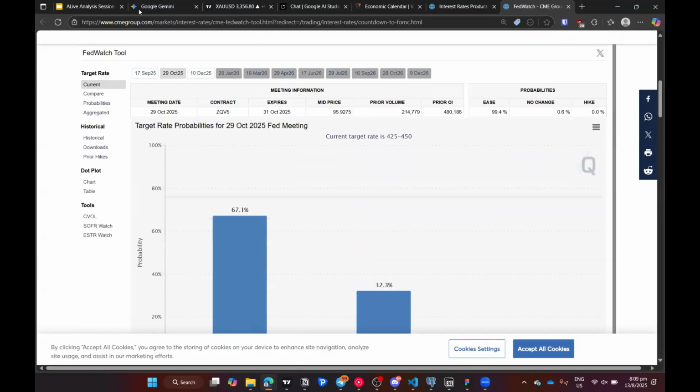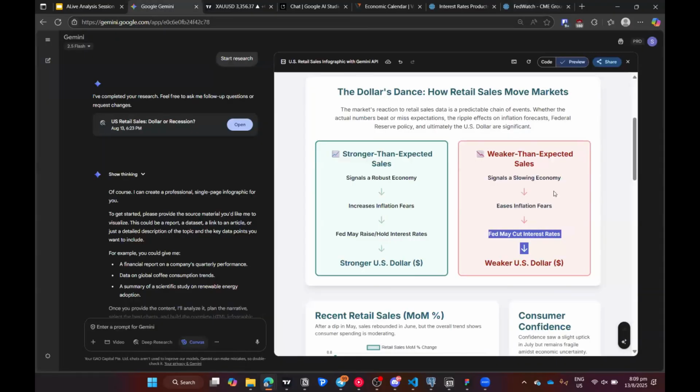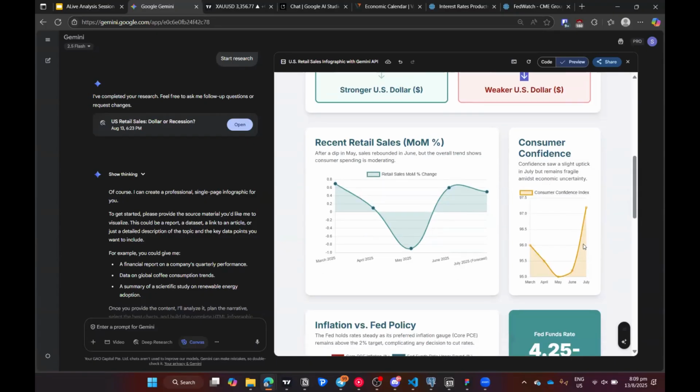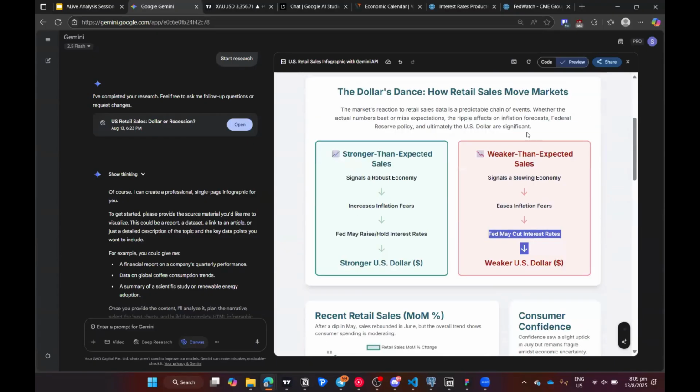Okay, so overall, this is coming true, with bigger than expected sales data coming in. Retail sales kind of dipped in May, but then we see a healthy growth in June and July. Consumer confidence is very high, above 97. So essentially, it gives this path a stronger weightage.